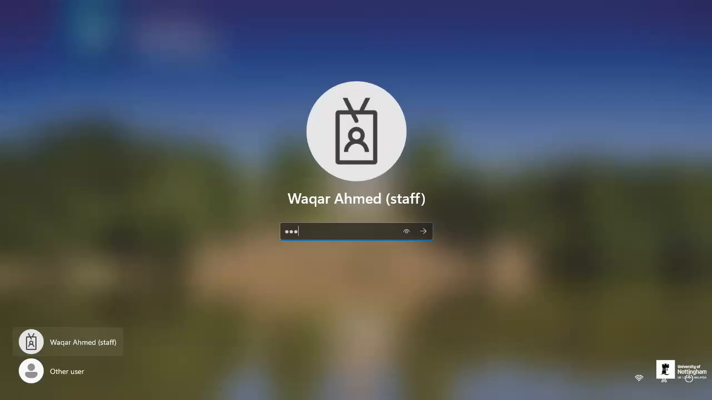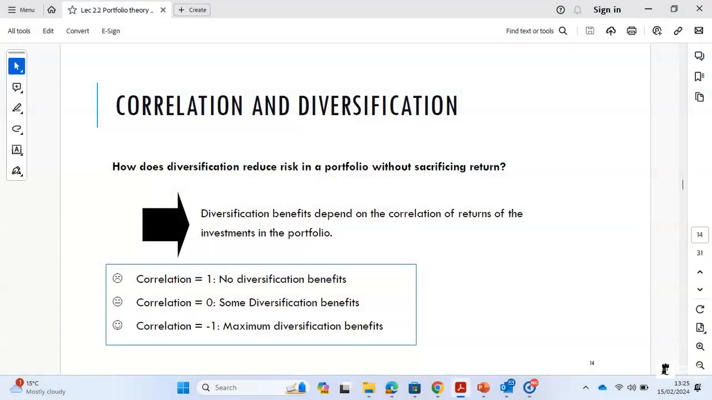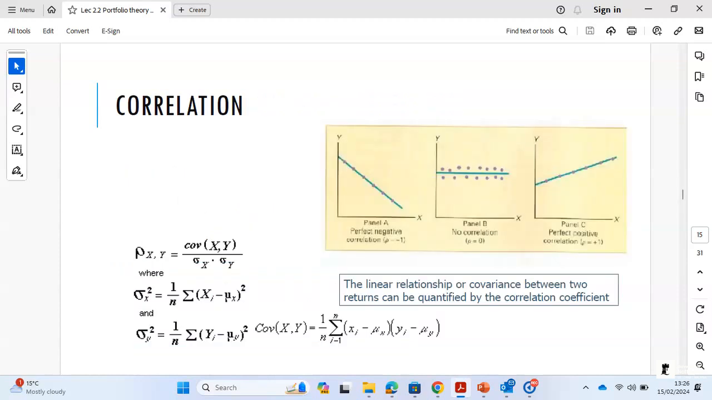So if you can't find assets that are perfectly negatively correlated, what should you do? You should find assets that are least correlated. Even if you can't find assets that are negatively correlated, you look for assets that are least correlated. Okay? So the lower the correlation number, the greater the effect of diversification, right? And that's how diversification works. Okay, good.